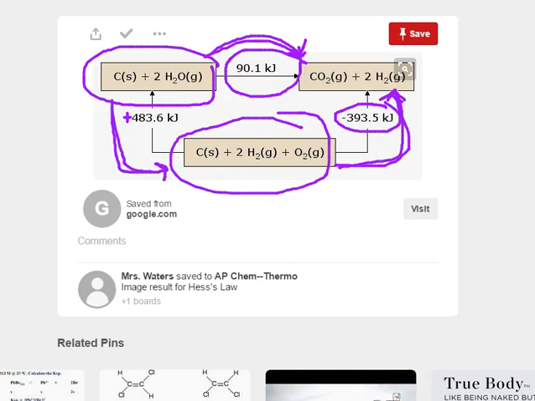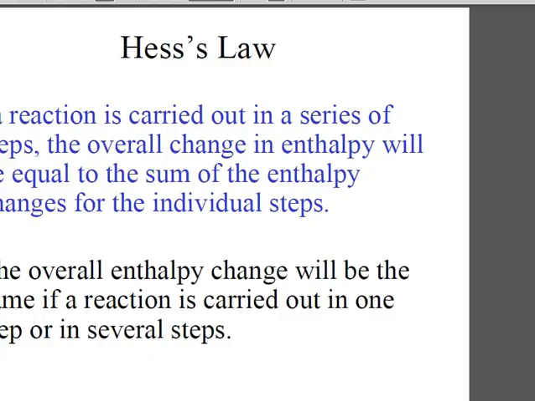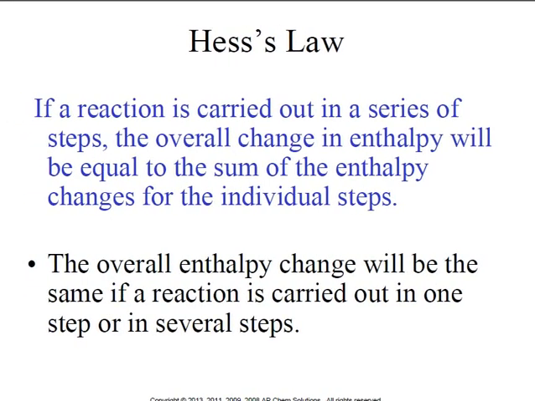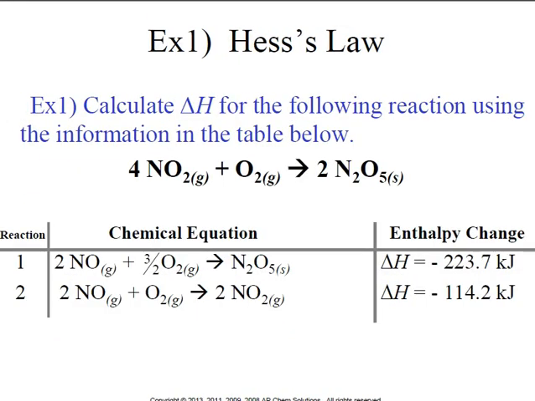Now, how do we apply that in practice is what we want to look at. So going back to our slideshow, we'll see some example problems of how this works. So in a Hess's law problem, they will always give you a reaction, and they want you to find the delta H value for that reaction, and then they will give you several other reactions and their delta H value. So that's kind of your clue that this is a Hess's law problem.